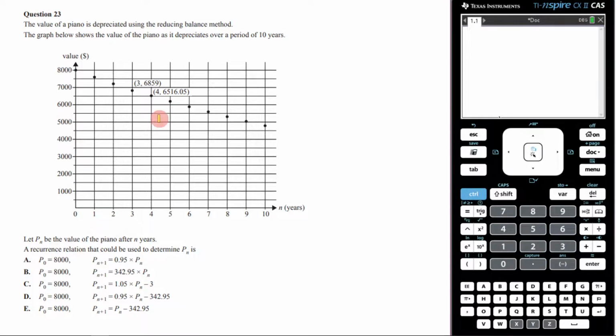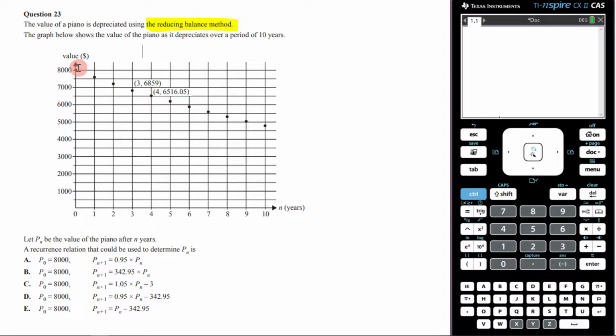All right, let's answer this question here. It says, question 23, the value of a piano is depreciated by using the reducing balance method. The graph below shows the value of the piano as it depreciates over a period of 10 years. So we've got this piano, it's initially $8,000 and then each year it's depreciating.